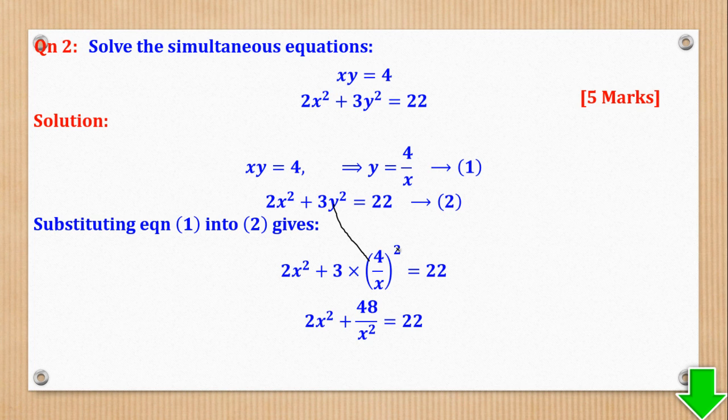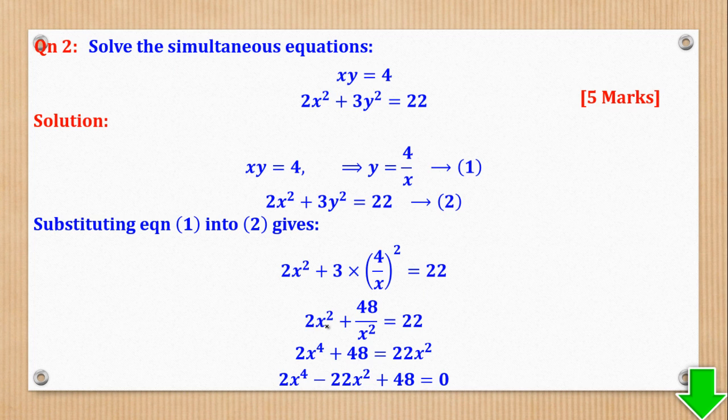So this power works on both numerator and denominator. That's why you see here 48. 48 comes from 3 times 16, or 3 times 4 squared, over x squared. Then multiply throughout by x squared, and you'll come up with that.